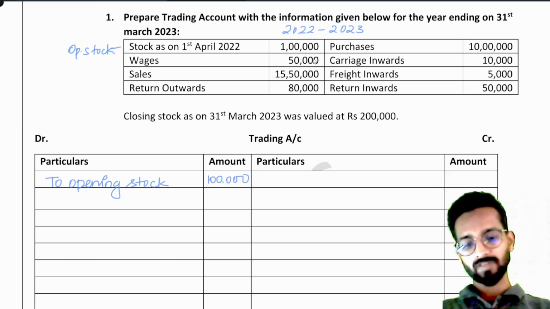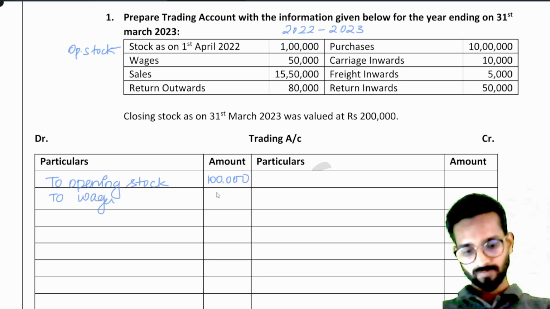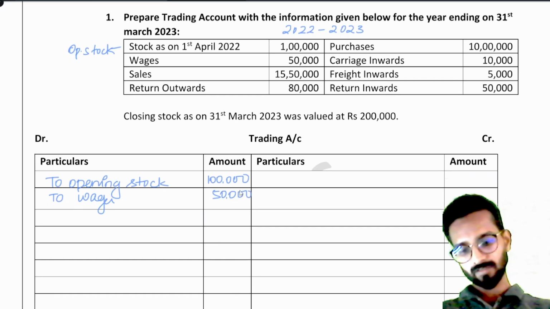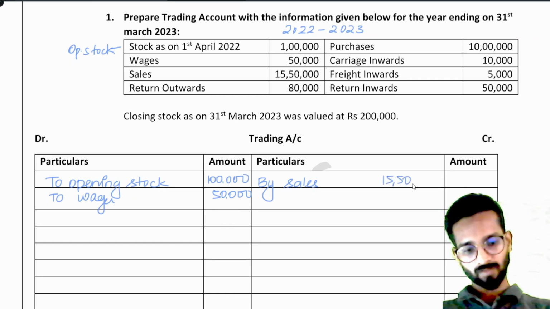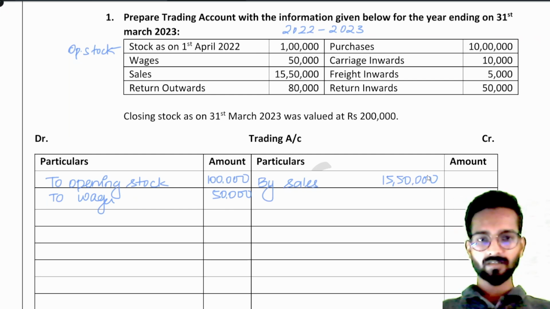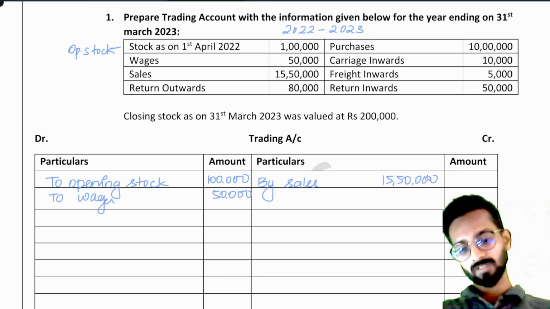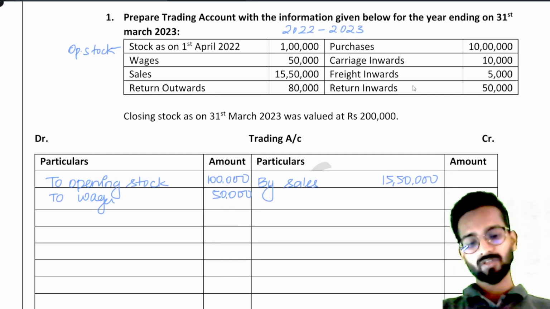Simple. Then wages 50,000, to wages 50,000. Then sales 15,50,000, by sales 15,50,000. Sir, why have you written sales inside? Because we don't know, there might be return inwards or there might be sales return. Understood? Then return outwards, return inwards. See, or what you can do is you can read all the points first and then write it. Okay, wages in trading go on the debit side, sales on the credit side.